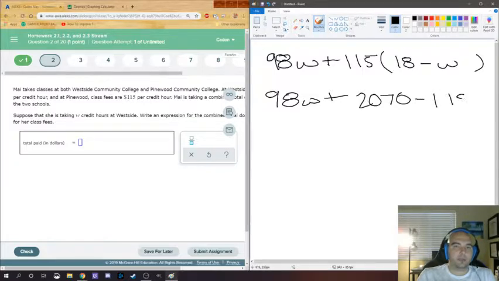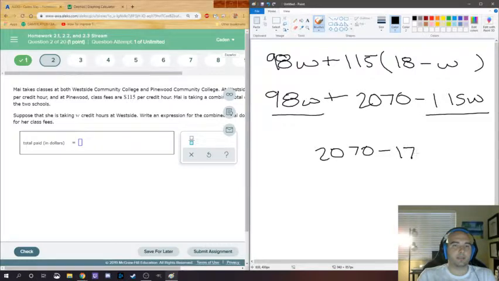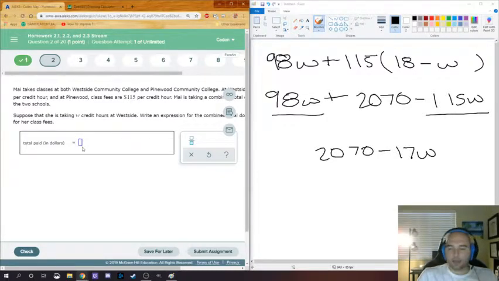Minus 115W. Okay, we got those like terms again. And it looks like on these problems you're going to very frequently see some kind of number and then some kind of negative variable number. So in this case I get negative 17 when I do 98 minus 115. And the last problem didn't seem to have an issue with me writing the number first, although you could write negative 17 plus 2070. I mean, that's perfectly acceptable.